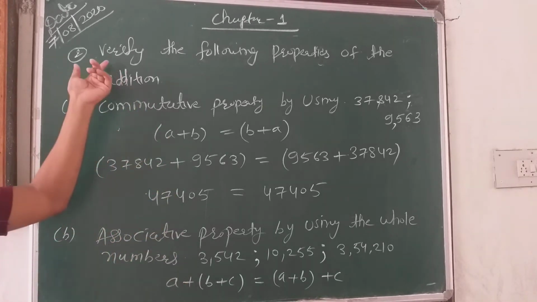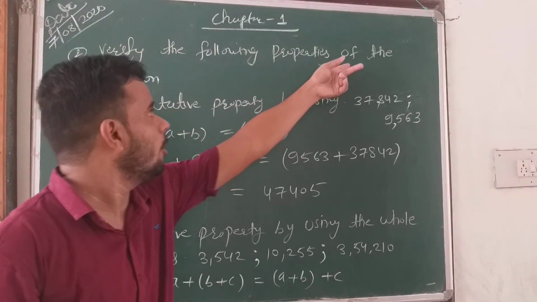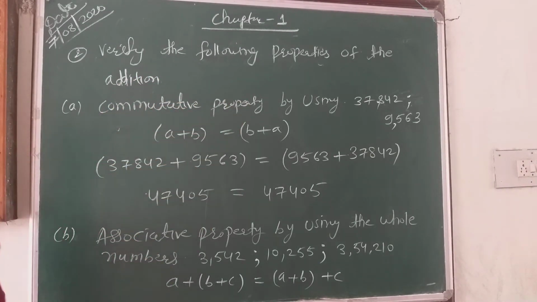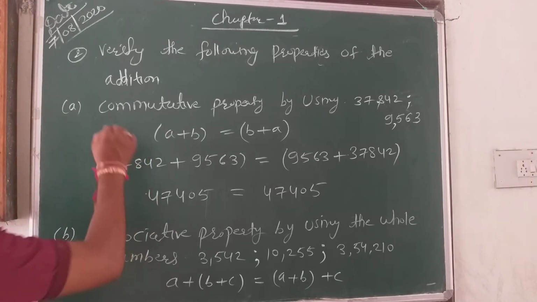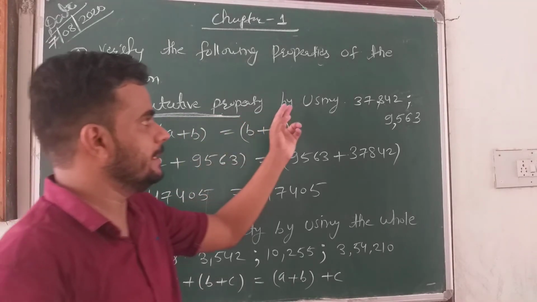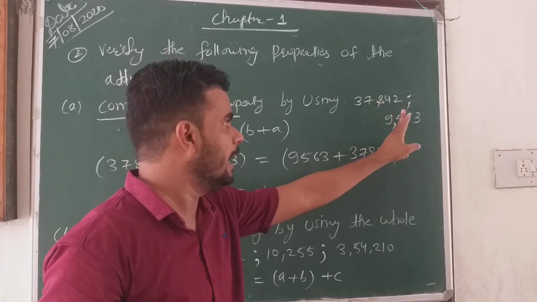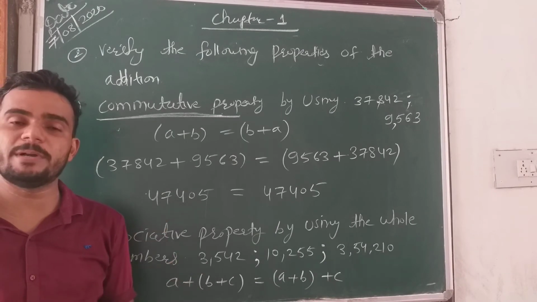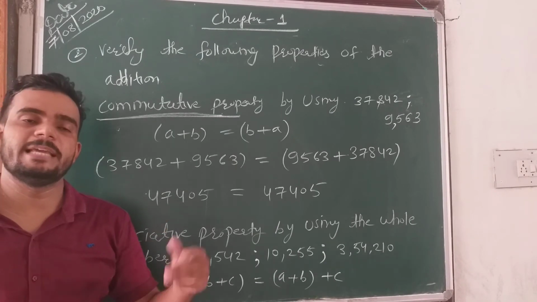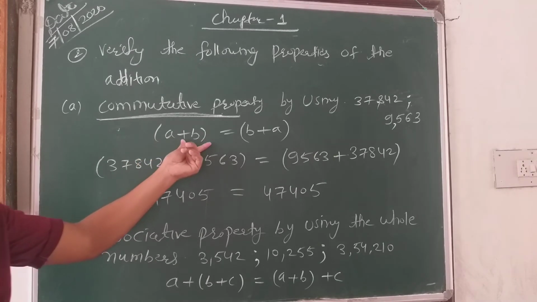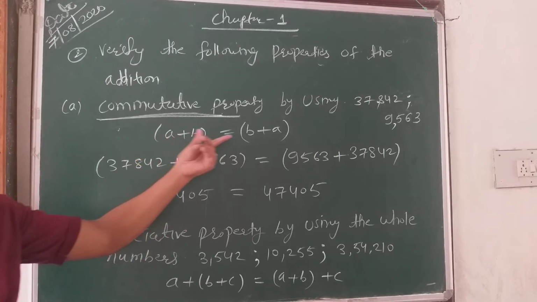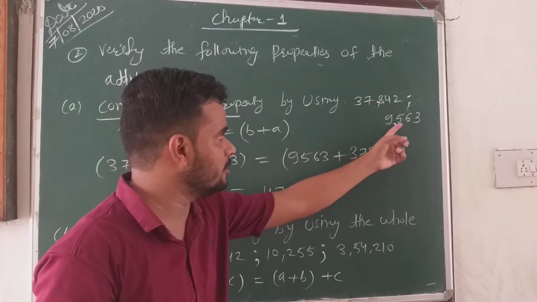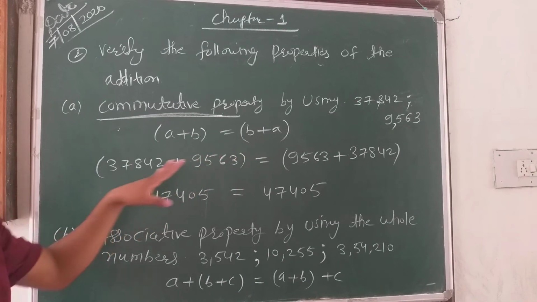Okay students, so the second question: verify the following properties of addition. It means you have to verify the following properties of addition. In the second one, the first is the commutative property, by using 37,842 and 9,563. So tell me, what is the commutative property? The commutative property is: if A and B are two integers, then A plus B equals B plus A. So we have two integers, 37,842 and 9,563.